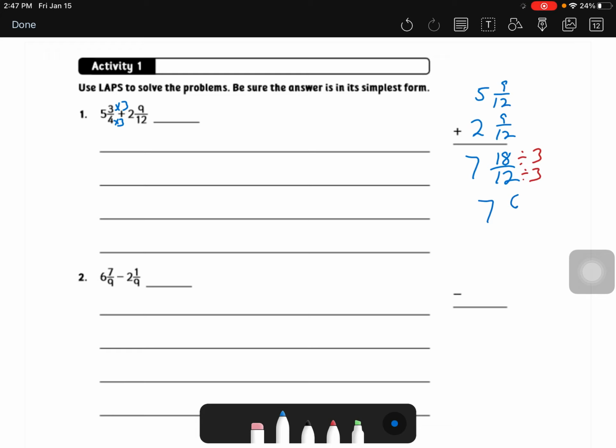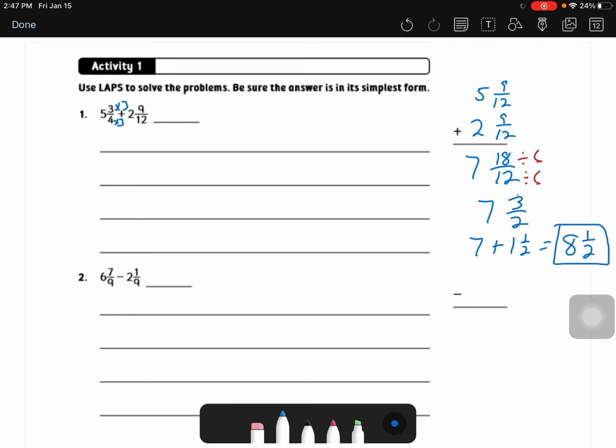Ooh, I could have gone bigger. Let's divide them by 6 instead of by 3. That'll save me time. 6 is the greatest common factor. So now I'll have 7 and 3 halves. Okay, now 3 divided by 2, 2 goes into 3 once, and then there's a remainder of 1, so that would be 1 and 1/2. So that's 7 plus 1 and 1/2, which would be 8 and 1/2.